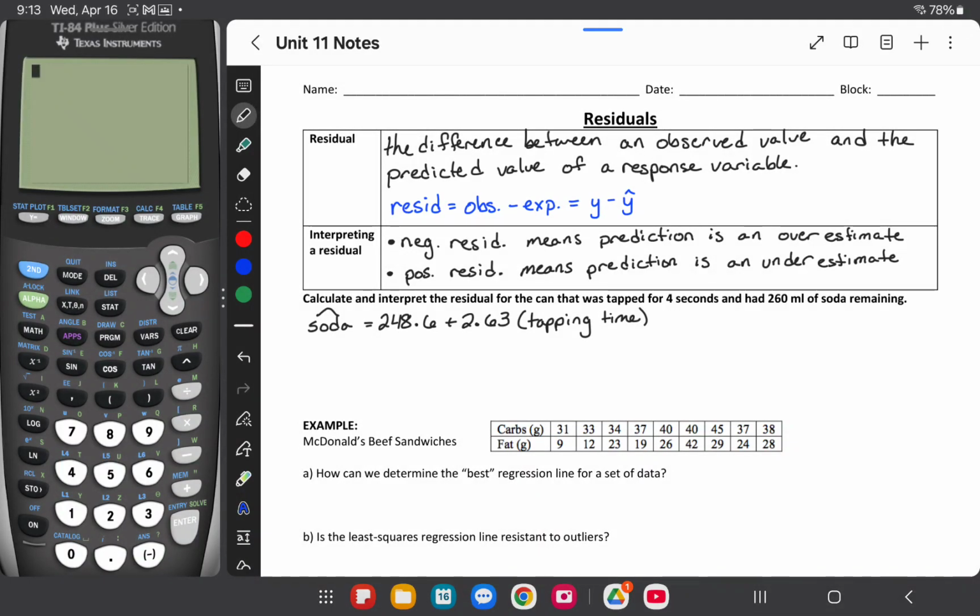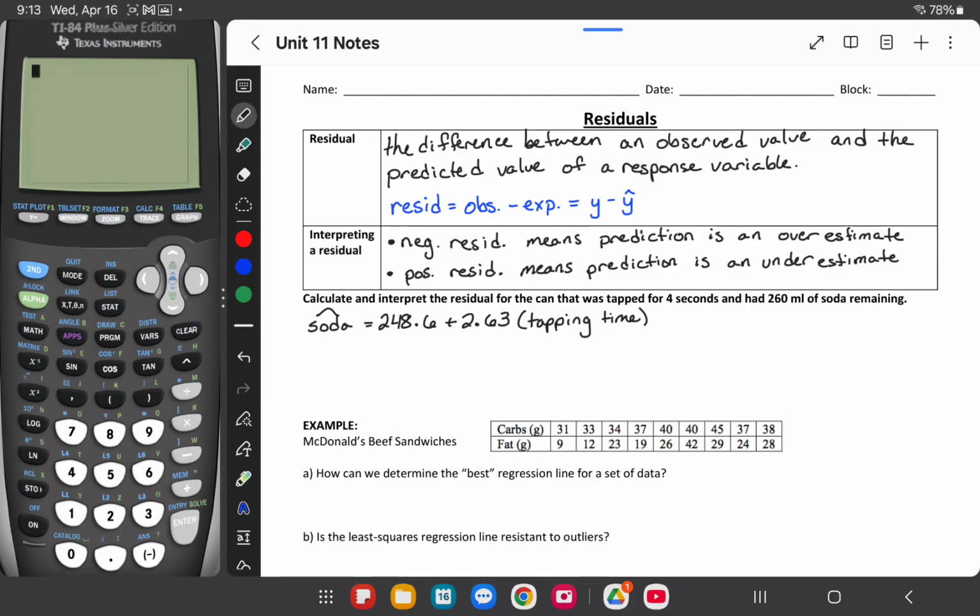All right, guys, so in today's video, we're going to be talking about residuals and how they're useful for us when doing linear regression for a set of data. So first of all, the definition for a residual: it is the difference between an observed value and the predicted value of a particular response variable. So in order to calculate a residual, you'll take your observed value minus your expected value. In other words, you'll take y minus y hat.